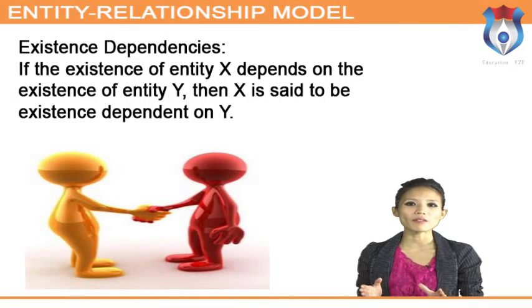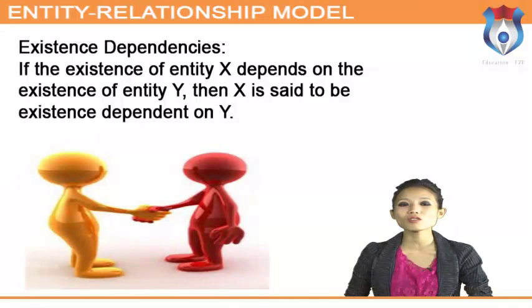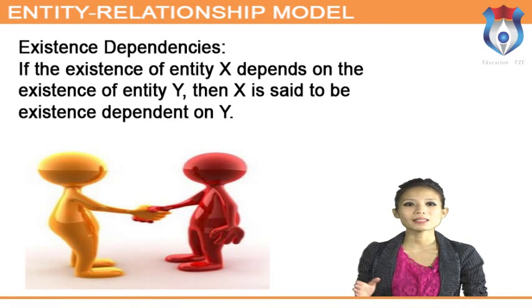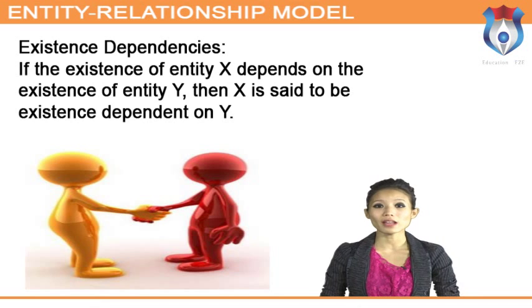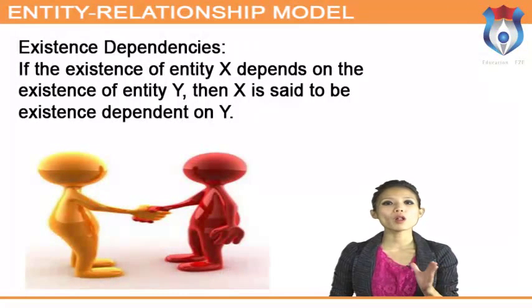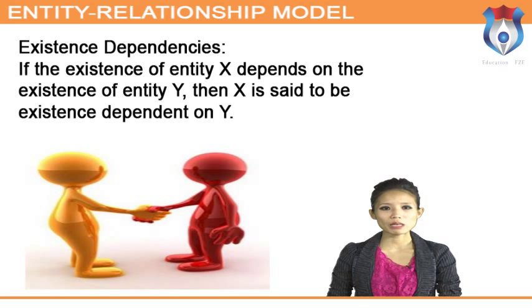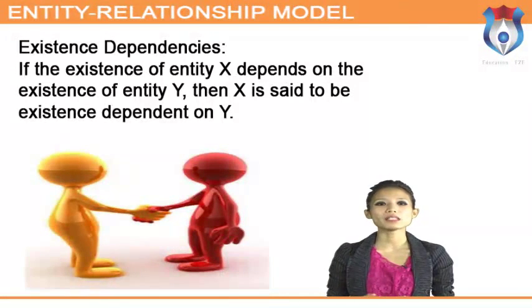If the existence of entity X depends on the existence of entity Y, then X is said to be existence dependent on Y, or we can say that Y is the dominant entity and X is a subordinate entity. For example, consider account and transaction entity sets and a relationship log between them. This is one-to-many from account to transaction. If an account entity is deleted, its associated transaction entities must also be deleted. This account is dominant and transaction is subordinate.